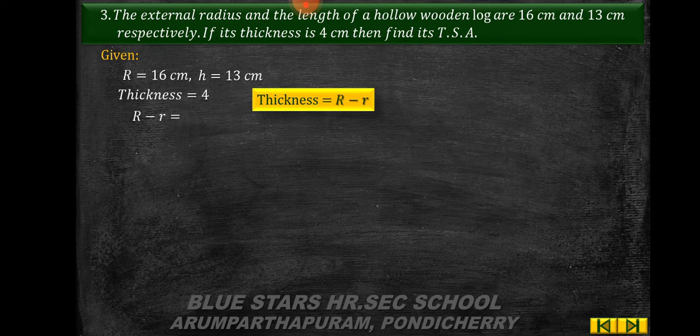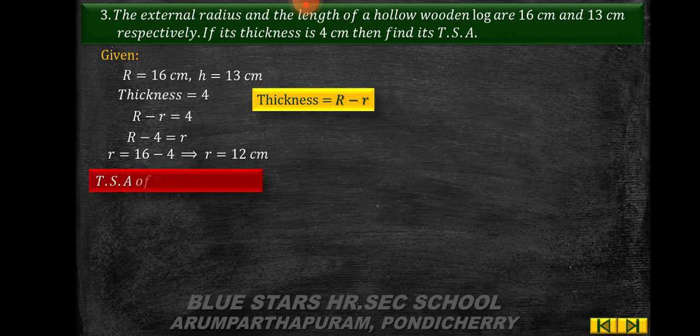So we know the value of capital R. So capital R minus small r is 4. Capital R is 16. So capital R minus 4 is equal to small r. So small r is equal to 16 minus 4. The value of r is 12 centimeter.